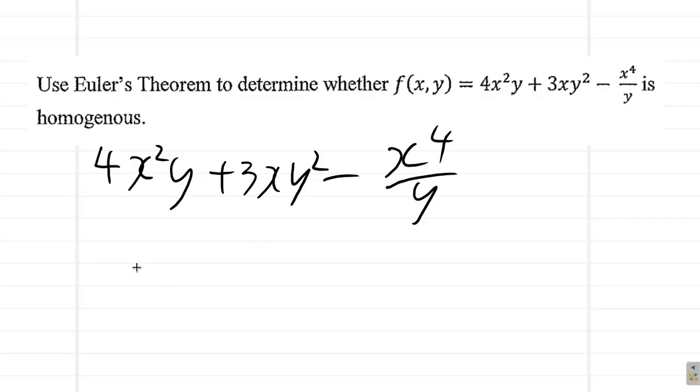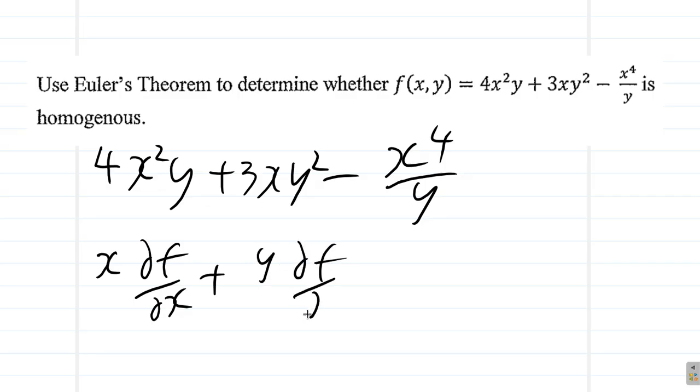Now remember Euler's theorem, it says x times the partial of the function with respect to x plus y times the partial of the function with respect to y is equal to n times the function. N is the degree of homogeneity if the function is homogeneous. Now, I'm going to ask you to pause the video, write this down, and work it out. Okay, you're finished.